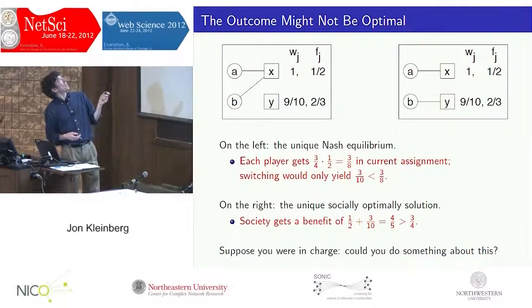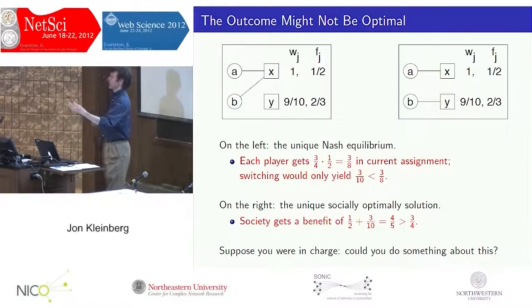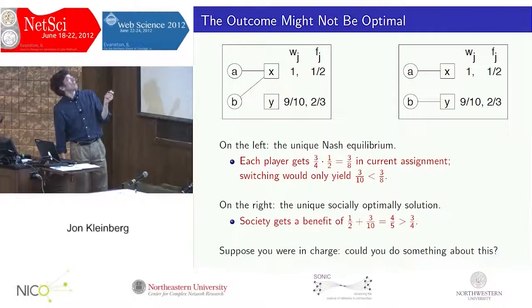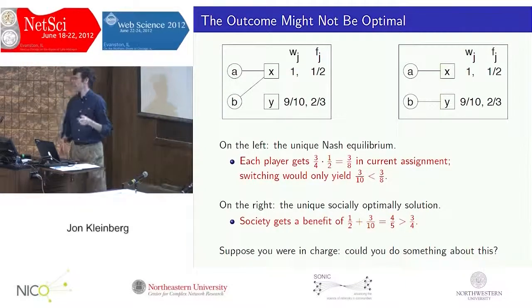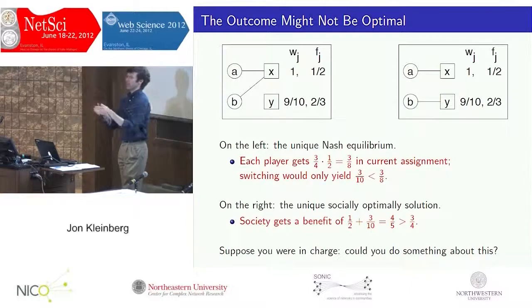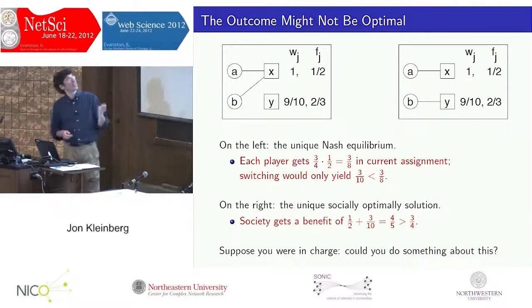Whereas if you switch, if you follow Bourdieu's suggestion of let's avoid the intense competition and move to something else, you'd have to pick this problem. And then you have a 1/3 chance of getting 9/10 of a unit of credit. You only get 3/10. You don't want to do that. So people are piling up on this. But that's not optimal for society.